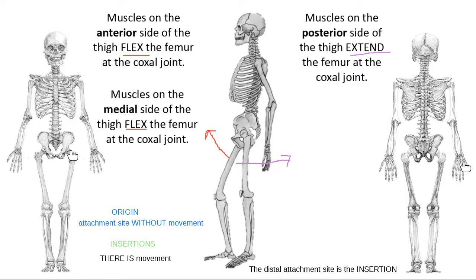Rectus femoris is found right here, parallel to the femur. Remember, that's what rectus means. So rectus femoris is going to attach up here in the hip, and it's going to attach down here kind of toward the bottom of the femur.